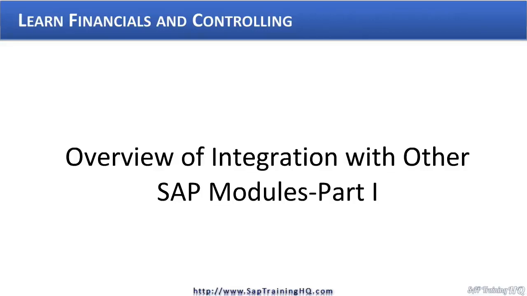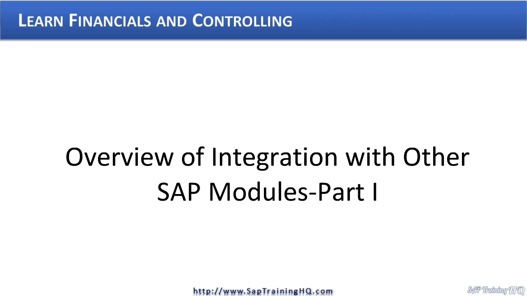The first part of the overview of integration with other SAP modules section will give you an overview of the organizational structures of cost accounting, such as controlling areas, country-specific chart of accounts, and controlling objects. You will also learn about the integration of financial accounting with materials management in this first section.